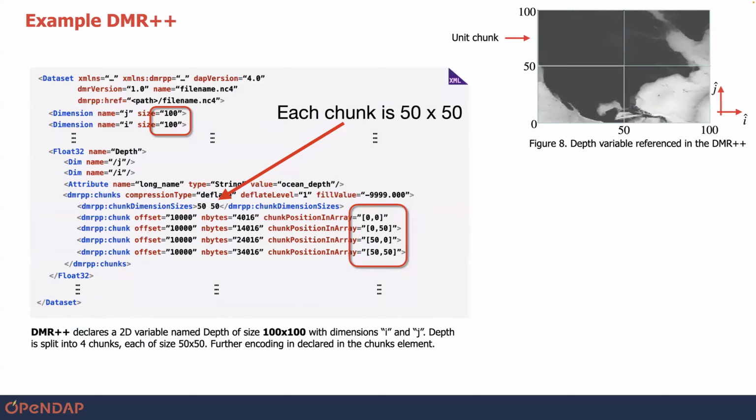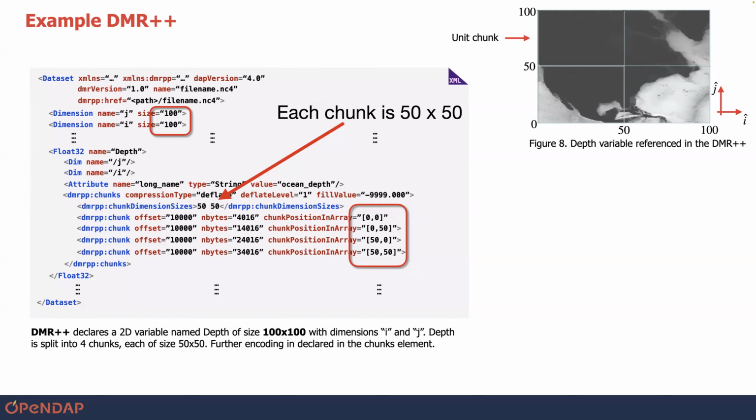So that implies 4 chunks, right? And then we see down below, there are 4 chunks there, just as you would expect. What if there were only 3 chunks there? What would happen then? What if one of those chunks was missing? Well, it's not an error in the reader or the writer or the DMR++. Some chunks are just missing.